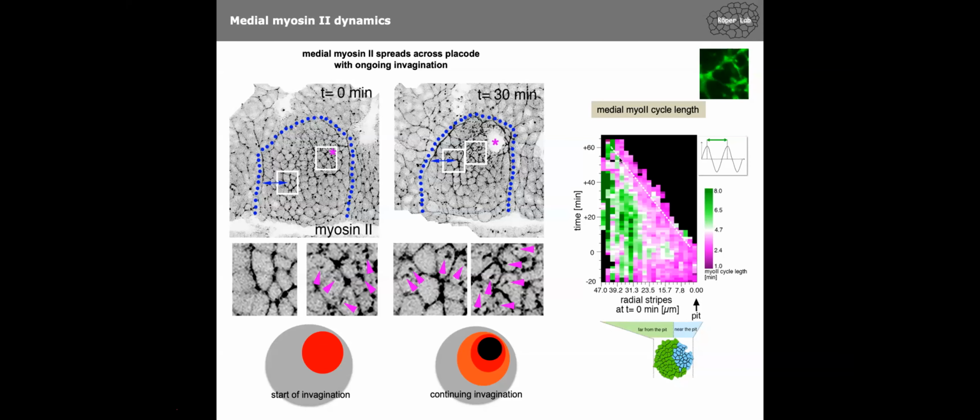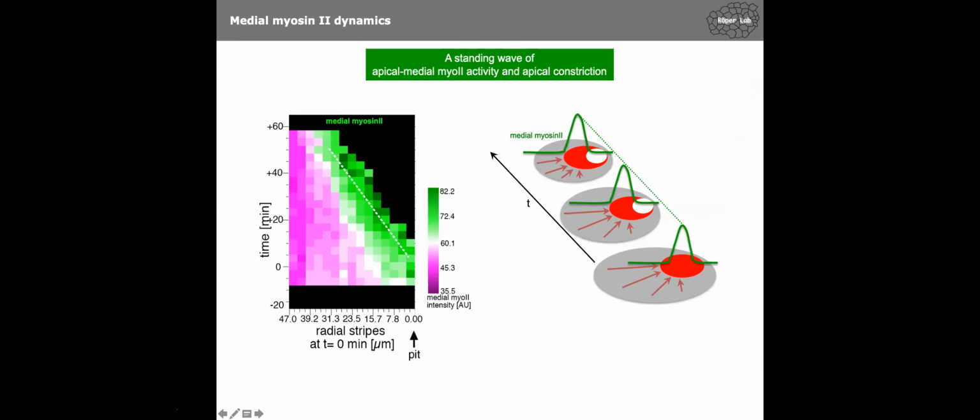So what we think this means is that once invagination has initiated and the pit is forming, we have what we would call a standing wave of apical medial myosin activity and apical constriction that tracks in a near fixed position ahead of this invagination point, whilst it moves across the tissue and more cells internalize.